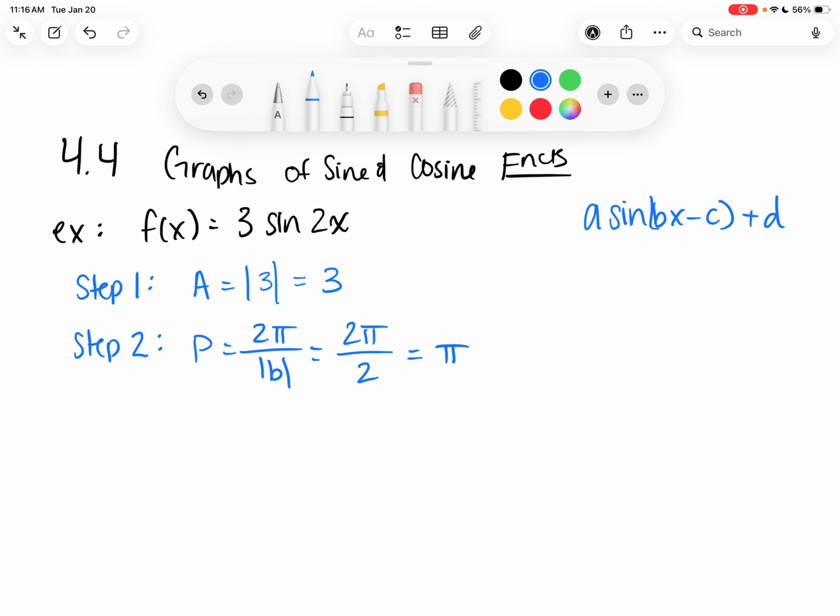And then the next thing we want to do is find our increments of how we count, because then it just follows a pattern. And so step 3, to find our increment values, we take the period value that we found and we divide it by 4. And so this is just going to be pi over 4. So that means every value on our x-axis is going to be an increment of pi over 4. And one full cycle goes from 0 to pi.